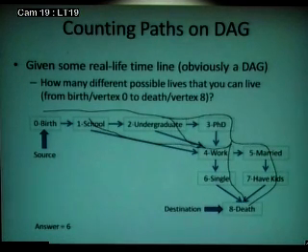Can you verify there are 6 different possible paths from vertex 0 to vertex 8? Now your task is to count them. If I give you a DAG, how many different paths are there between 2 vertices? How many different ways can you traverse from vertex 0, the starting vertex, through some other vertices, ending at certain other vertices?